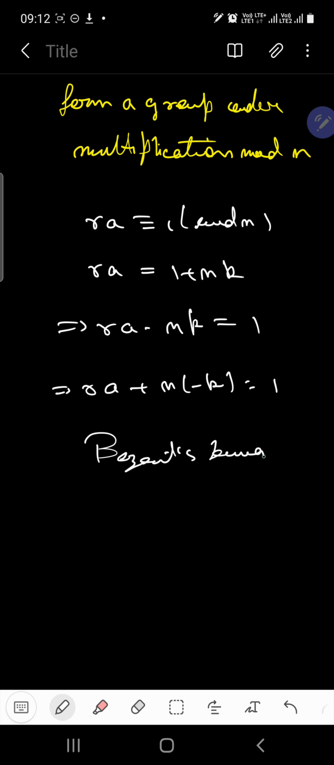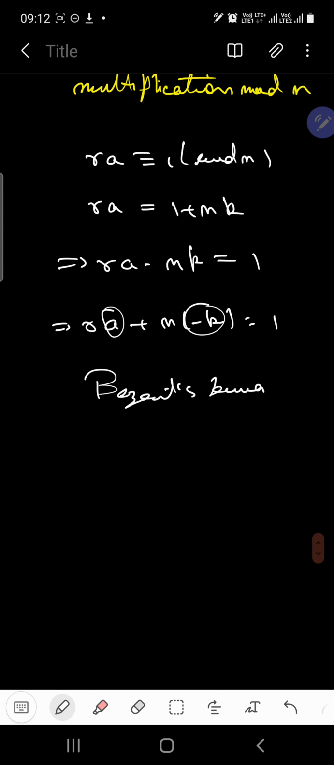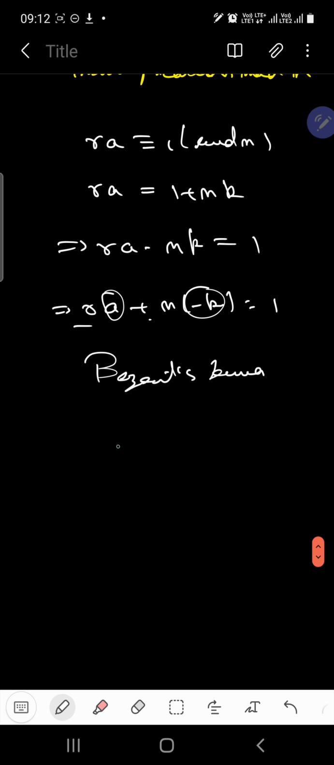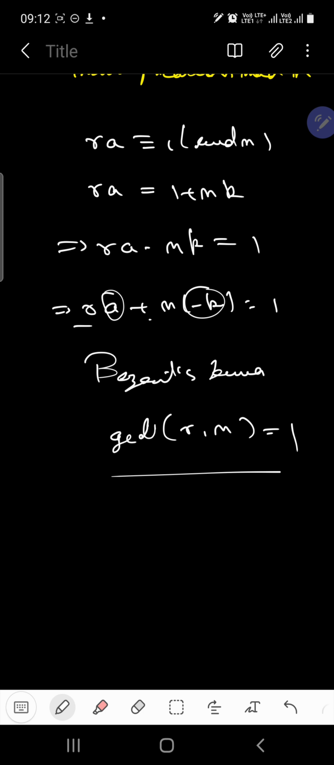Bézout's lemma. So considering A as an arbitrary integer and minus k as an arbitrary integer, you can easily prove the GCD of R and N is 1. Am I clear? So since the existence of the element R times A is giving you 1, it will say that GCD of R and N is 1. So your R will basically belong to the phi function set.